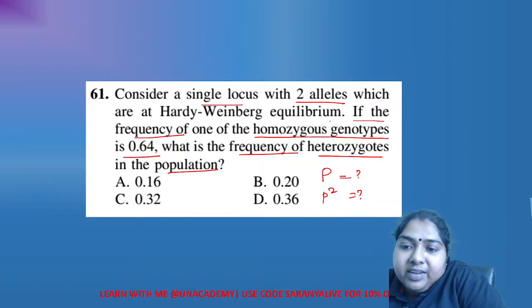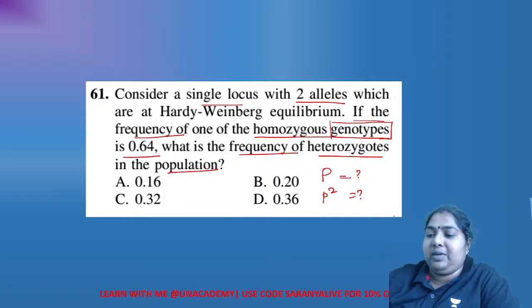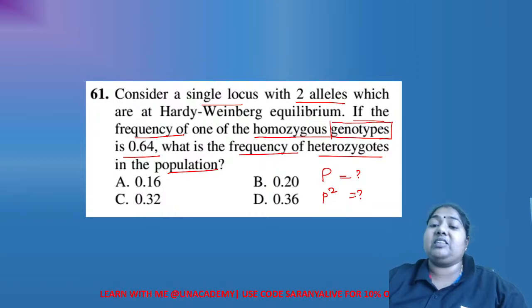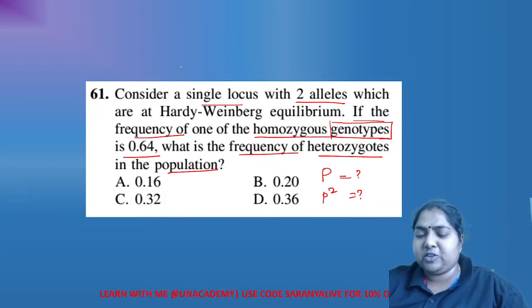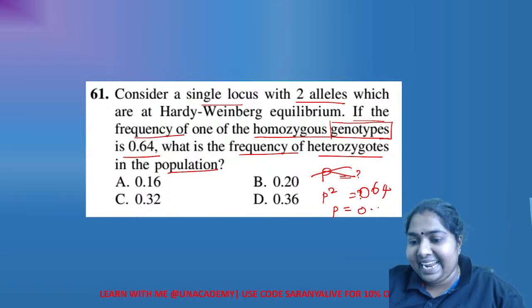Here they have given the genotype. Genotype means you have to use the second formula. If it is allelic, then only it is going to be the first formula, P squared, P plus Q. If it is genotypic, it is P squared. So what is P squared? It is 0.64. So what should be P? Square root of 0.64 is 0.8.